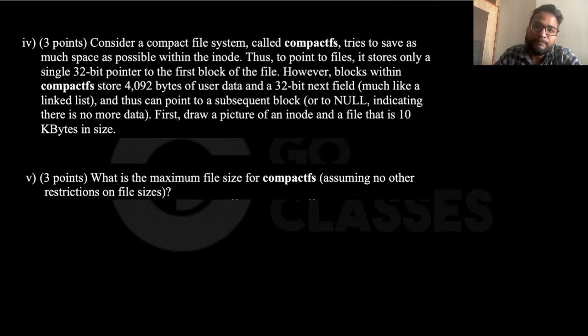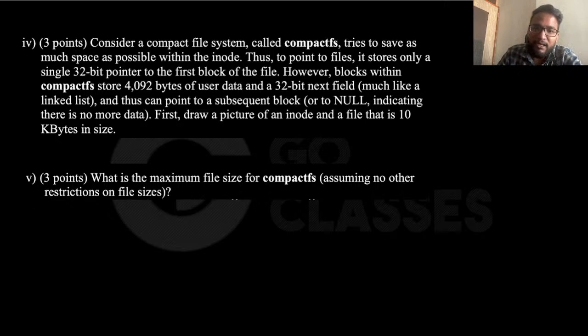Now let's go here. Consider a compact file system that tries to save as much as possible within the inode. Thus, to point to one file, it stores only a single 32-bit pointer to the first block. However, blocks within the compact FS store 4092 bytes of user data and a 32-bit next field, much like a linked list. So basically they are forming a linked list.